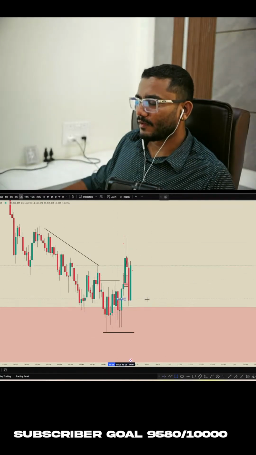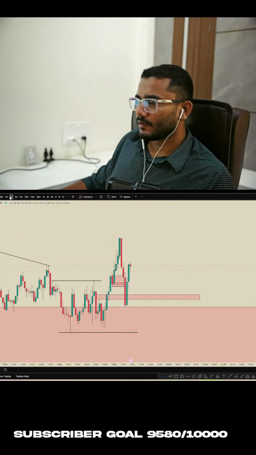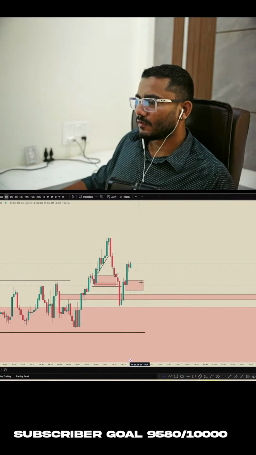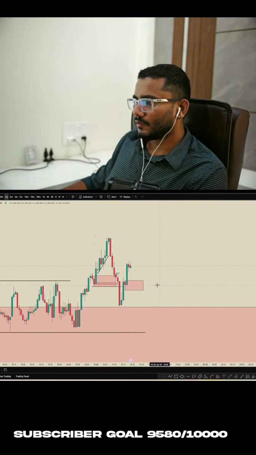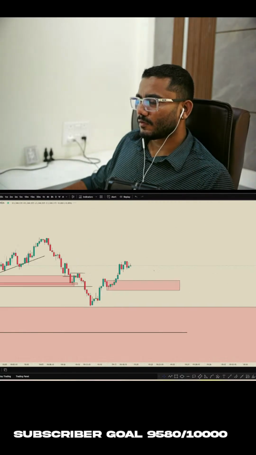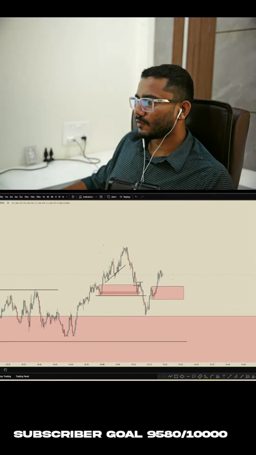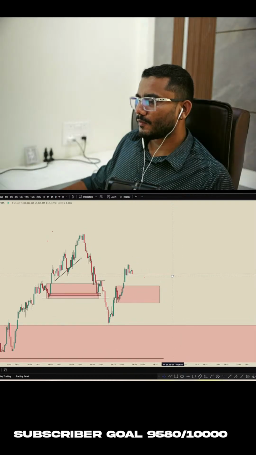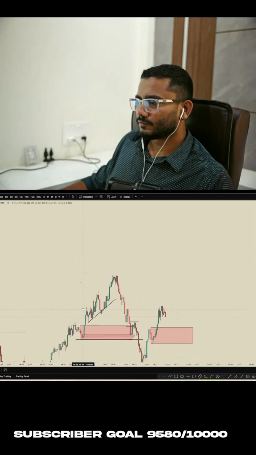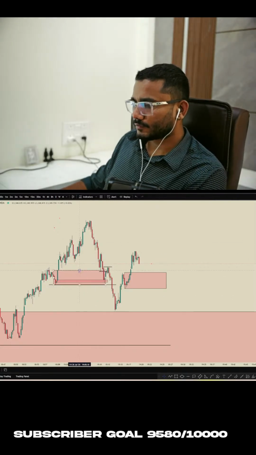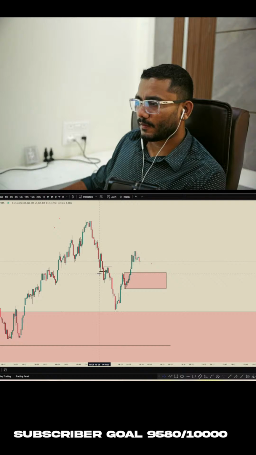On 5 minutes, we can see this is the imbalance. This is the 1 minute order block. And this is the move which swept out this liquidity.